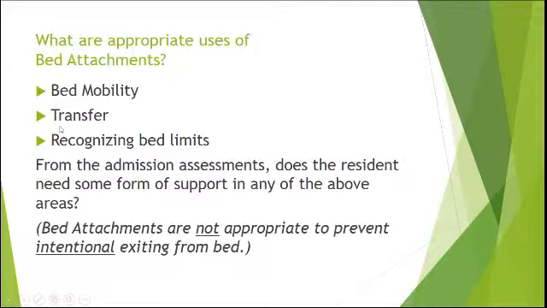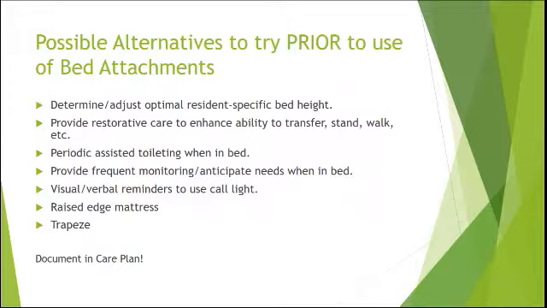So if we can agree that at least the three areas that we've talked about are the appropriate uses of a bed attachment, going forward, we're not going to be addressing the use of the bed attachment in terms of keeping the resident in the bed. For example, to avoid independent ambulation, unassisted self-transfer, or as a means to prevent a fall. So clearly, if you recall, the very first component of the regulatory language was we need to contemplate possible alternatives to try prior to the use of the bed attachment.